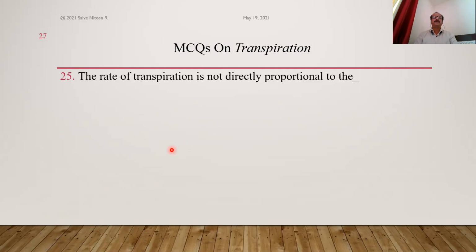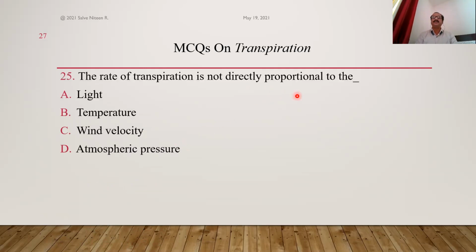Okay. The rate of transpiration is inversely proportional to which of the following factors? Again, light, temperature, and wind velocity are directly proportional, but atmospheric pressure is inversely proportional to the rate of transpiration, because we studied that as we go upward, the atmospheric pressure goes on decreasing, and that is the reason why the rate of transpiration is very high in plants growing at high altitudes. But it is minimized up to a certain extent because of low temperature also. So D is the right answer here. So there is some sort of compensation for the plants growing at high altitudes. There is low temperature, therefore they can compensate.